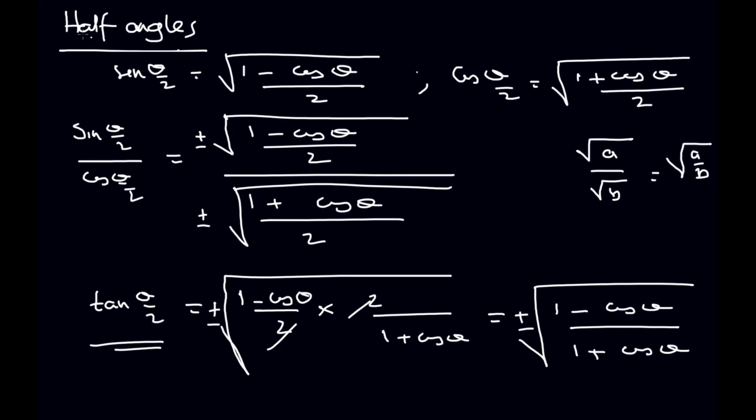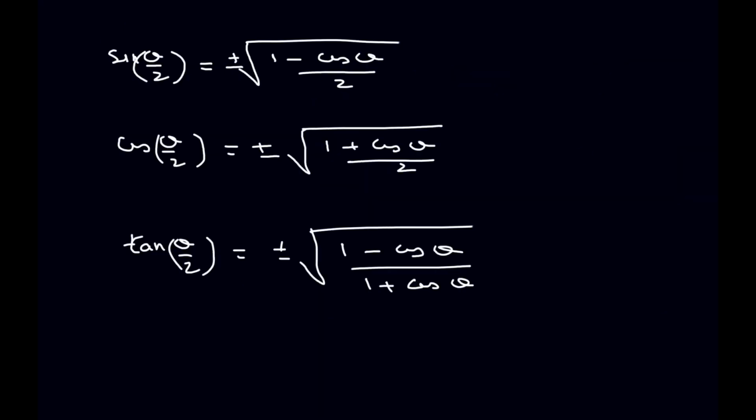So in summary, we can list the three half angles as follows. These are the three half angles. We have this one for sine, that one for cosine, and this one for tangent. So these are the half angles.